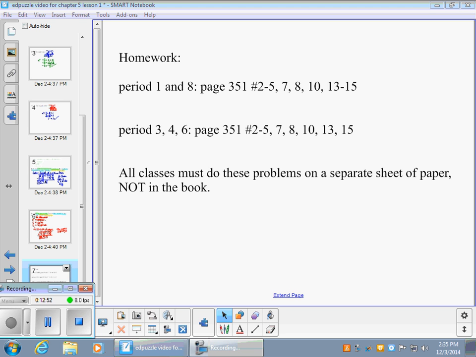All homework must be done on a separate sheet of paper. Do not write in the book. The book does not give you enough room to solve and check. Separate sheet of paper. And we'll go over this tomorrow.